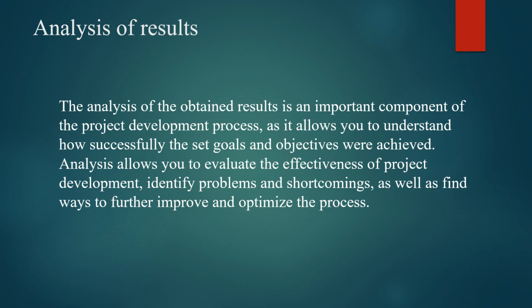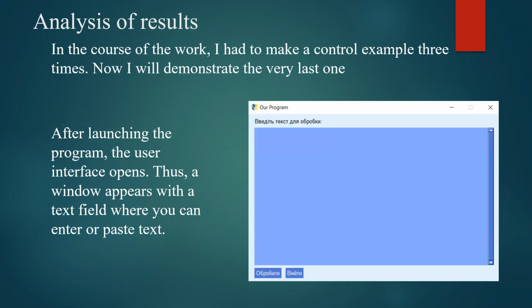The analysis of the obtained results is an important component of the project development process, as it allows you to understand how successfully the set goals and objectives were achieved. Analysis allows you to evaluate the effectiveness of the project development, identify problems and shortcomings, as well as find ways to further improve and optimize the process. In the course of the work, I had to make a control example 3 times.